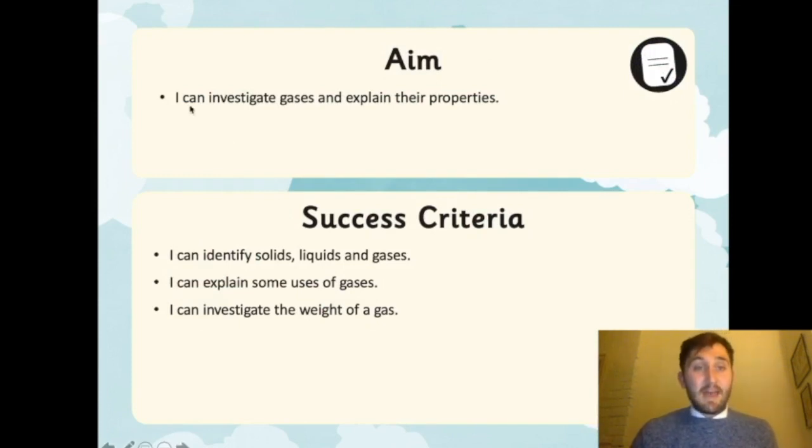So, well done. Our aim: investigate gases and explain their properties. Success criteria: with the lemonade bottle, you definitely identified solids, liquids and gases. You've definitely explained some of the uses, and if you can do that task, you'll investigate the weight of a gas, but again, no expectation.